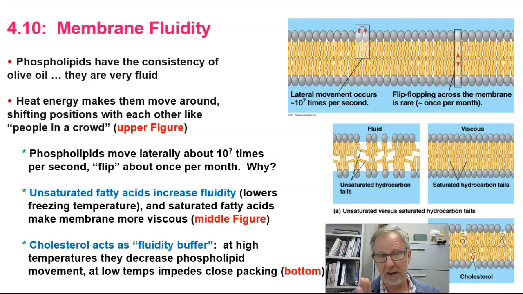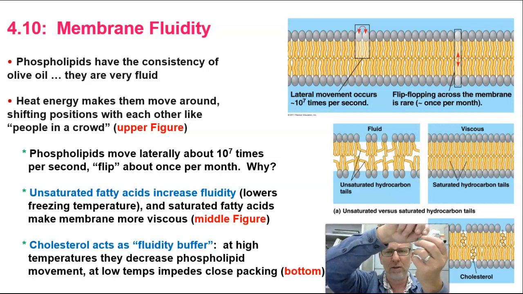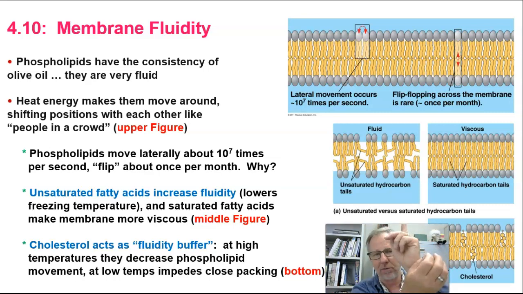Heat energy makes the phospholipids move around, shifting positions with one another like people in a crowd. So their heat energy makes the phospholipids vibrate and move, and they're shifting around literally like millions and millions of people in a crowd. So they're shifting laterally, like with other phospholipids, 10 to the 7th times per second. It's insane how quickly these phospholipids are moving around. But they only flip to the other side of the membrane, any particular phospholipid, like once a month. Wow. So why is that?